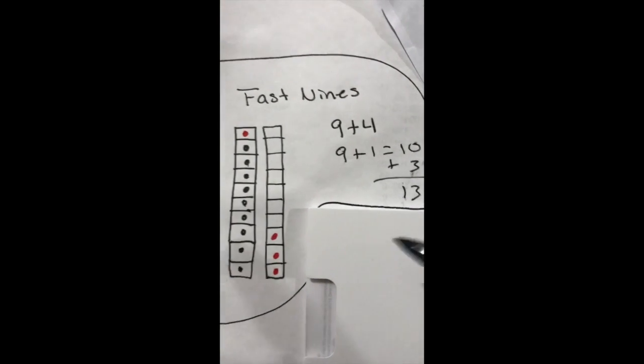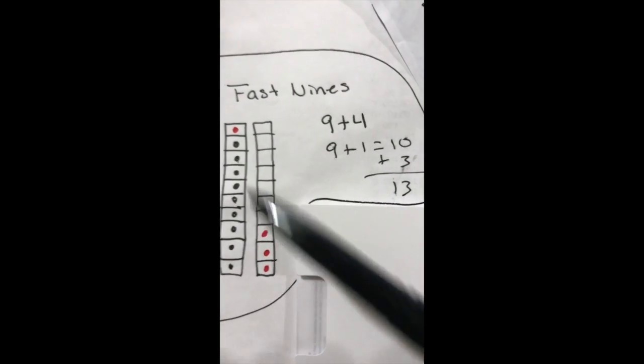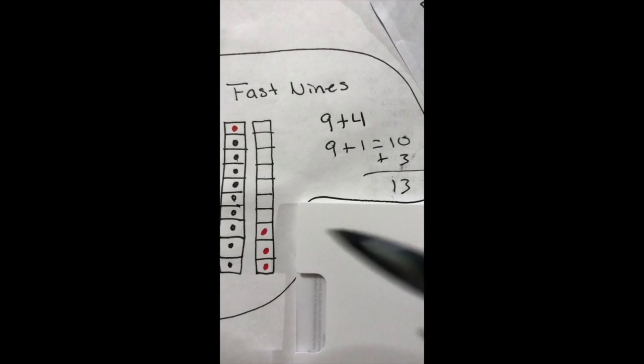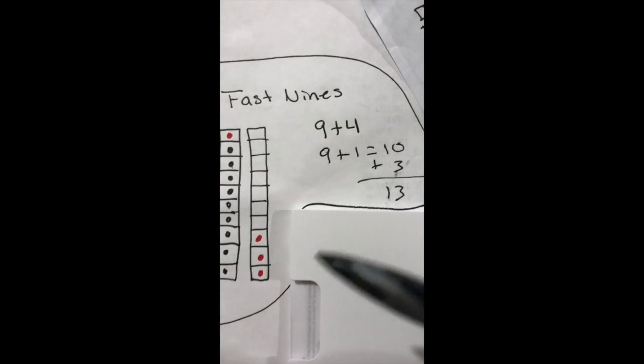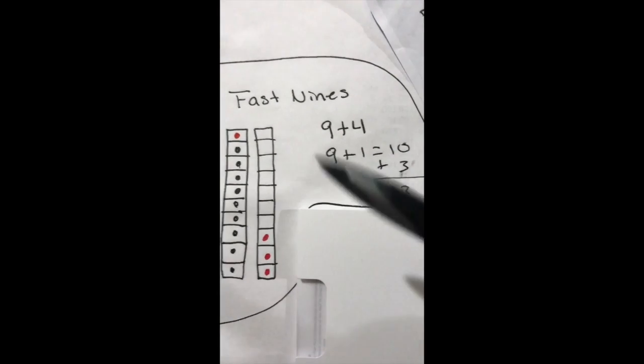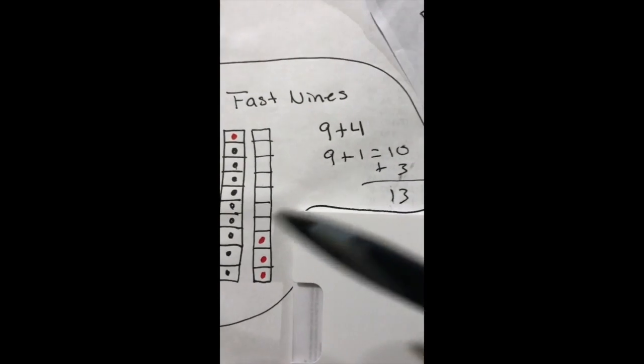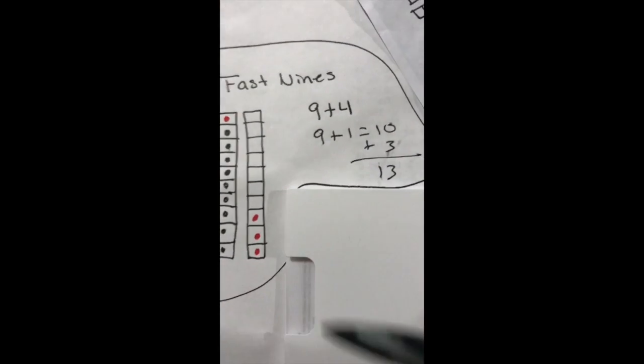After that you just add that number to 10. So it's 9 plus 4, you add the 1, and then over here you have the 3 left over, which equals 13. So any number you add to 9 using these blocks, if it's 9 plus 8, you add the 1, that's 10, you just add the 7.